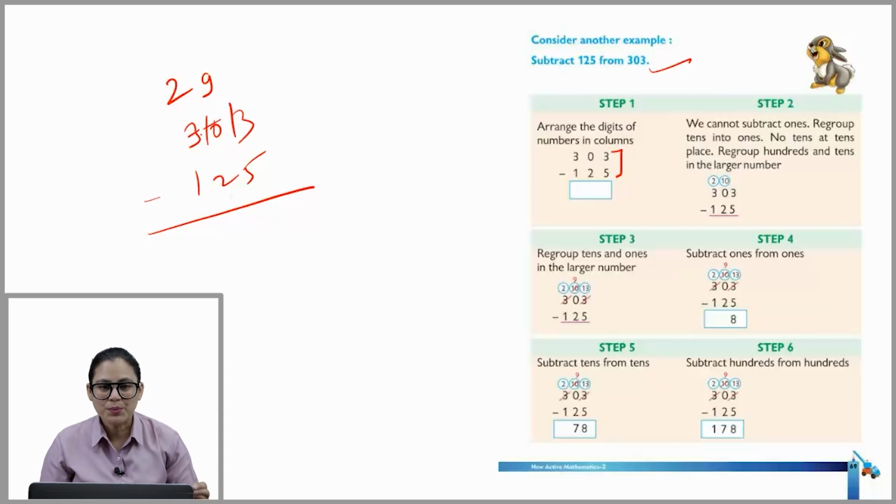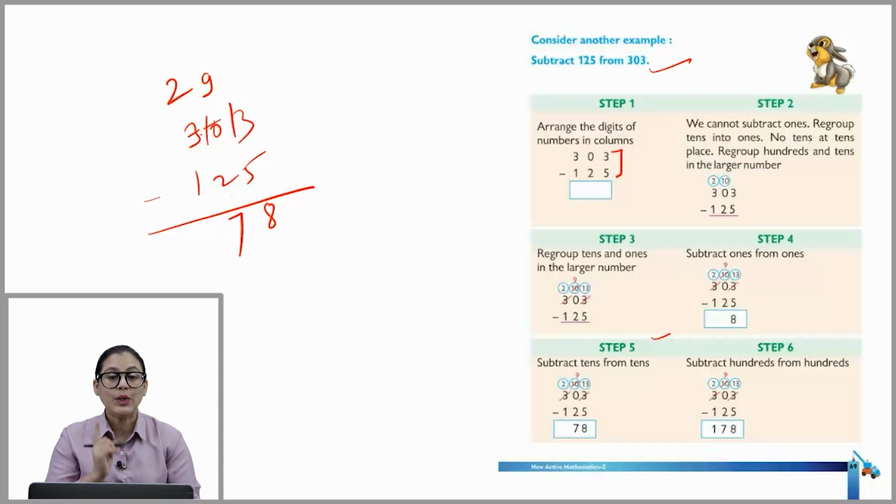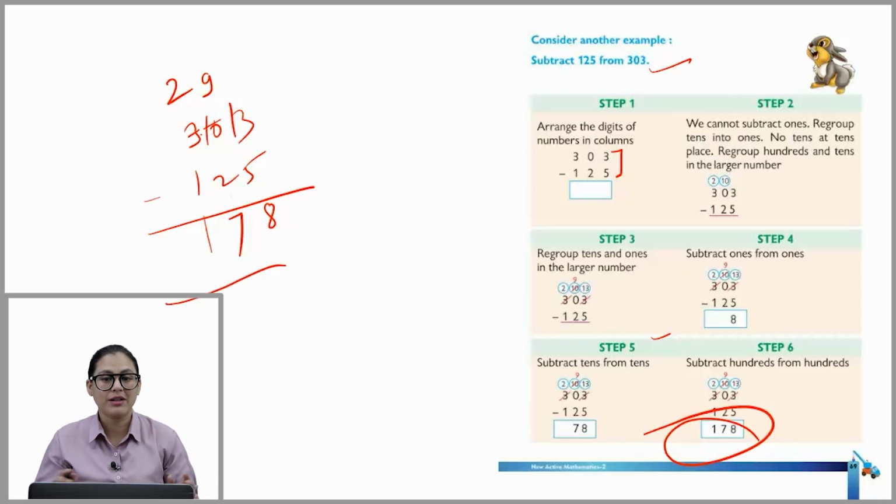Step 3, regroup tens and ones in the larger number. And step 4, subtract ones from ones. Step 5, subtract tens from tens. And step 6, subtract hundreds from hundreds. That is 13 minus 5 is 8, 9 minus 2 is 7 and 2 minus 1 is 1. So 178 is the difference or the answer, right?